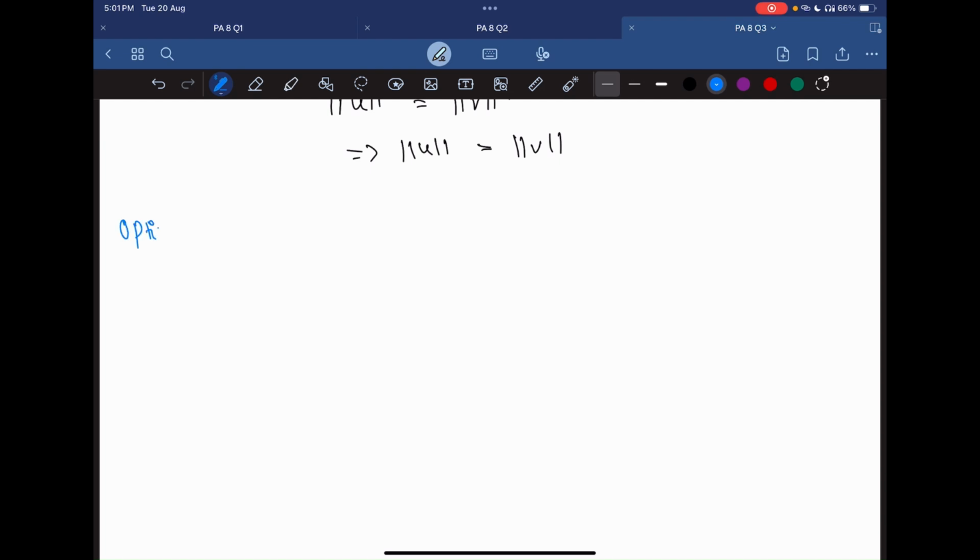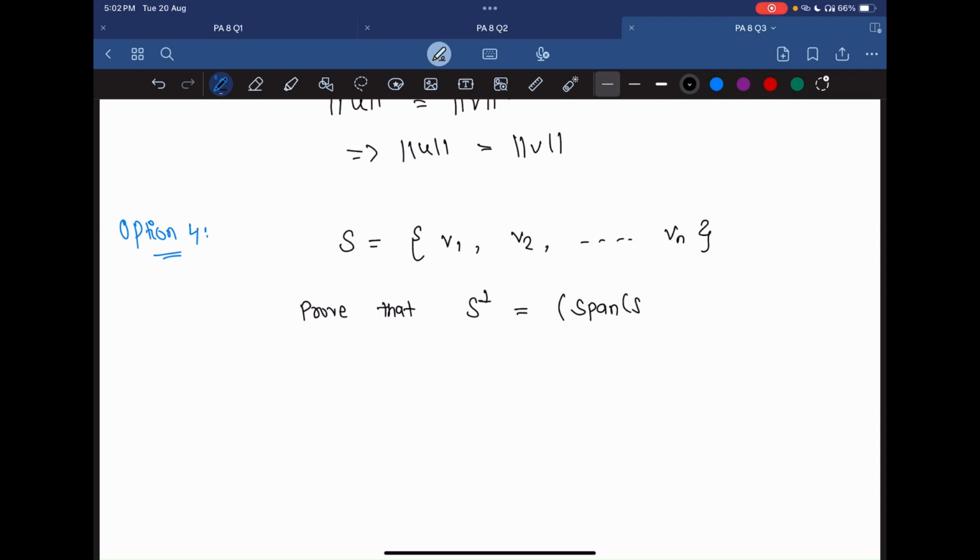So option 4. Given that we have some set S, let's consider that it contains some vectors v1, v2 till vn. Now we have to prove that the perp of S is the same as the perp of span of S. This means it is the orthogonal complement of the set S.